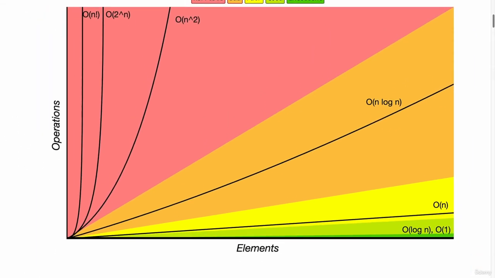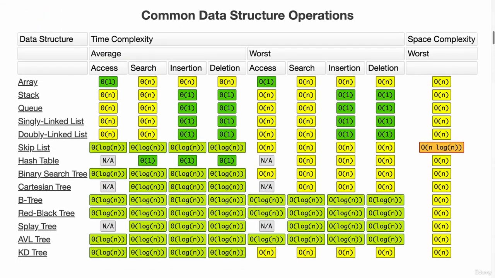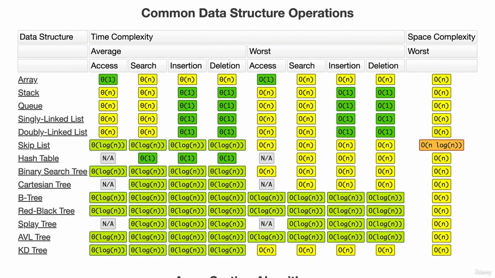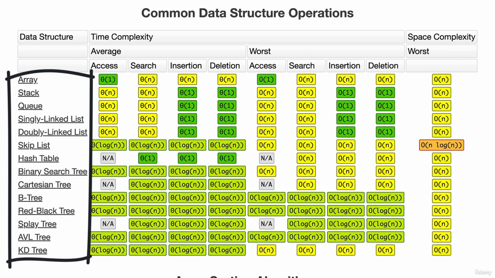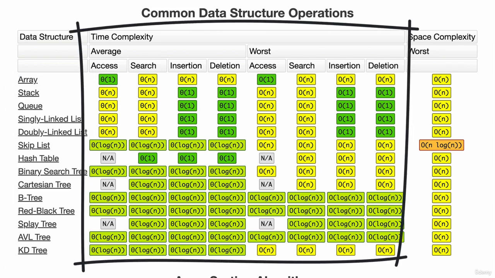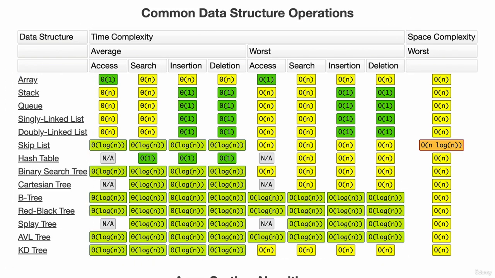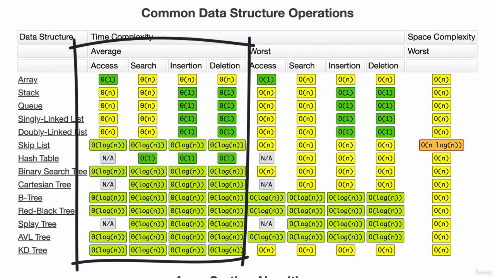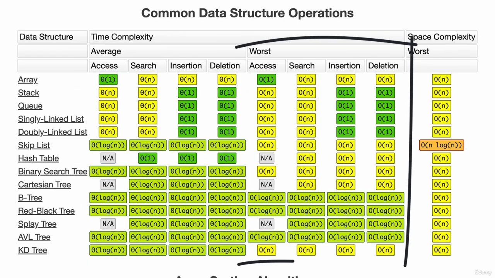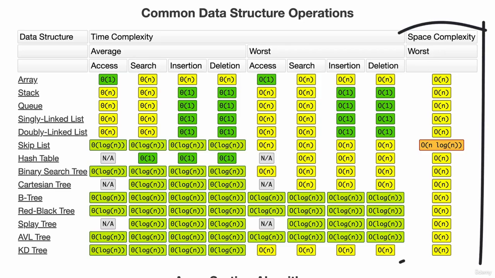So below the chart, if you scroll, they have common data structure operations. So you have a variety of data structures on the left there. And this whole area is time complexity. And it's broken into average on this side. Notice these all start with the Greek letter theta. And then worst on this side, this is going to be O. But also, over here we have space complexity. And this just has big O for space complexity, not omega or theta.